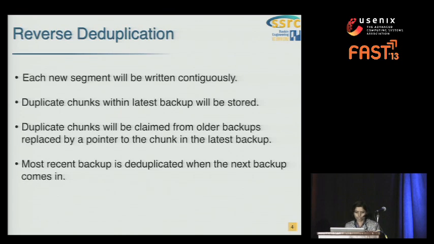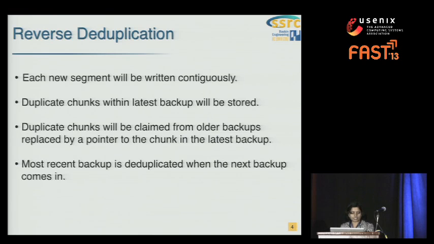So what we are proposing is reverse deduplication. In the case of traditional deduplication, we store the first backup that has unique chunks completely, and later we store only the delta. With reverse deduplication, we'll store the last backup completely, and we'll claim the chunks from the older backups. So the last backup will be stored in its entirety. If you require the last backup, that's going to be faster.